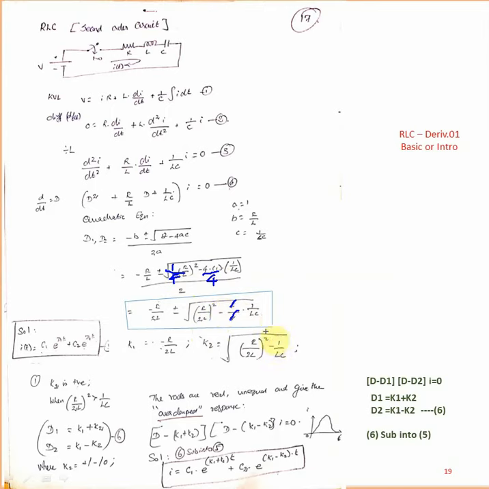So I'm getting that one. After completing this point, what is that one? This is called K1 and this is called K2. K1 value I found and K2 value I found. So these are the steps I have completed so far.